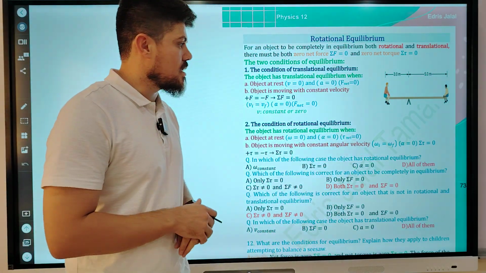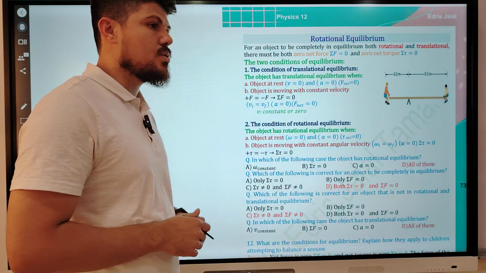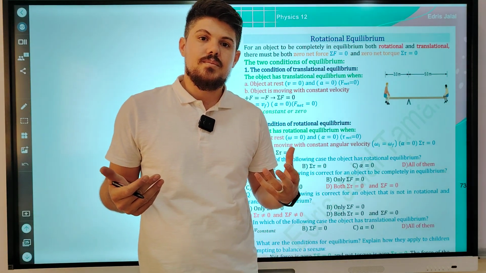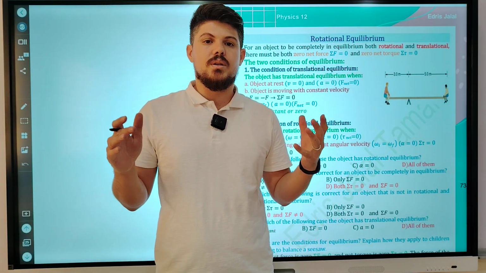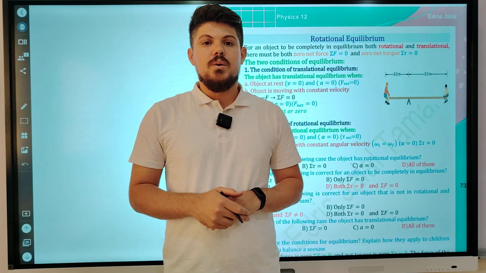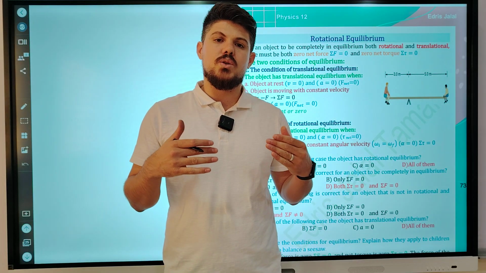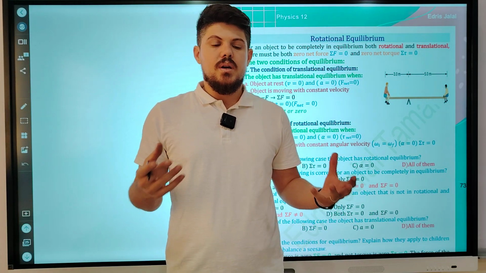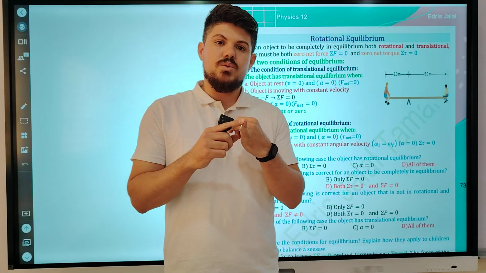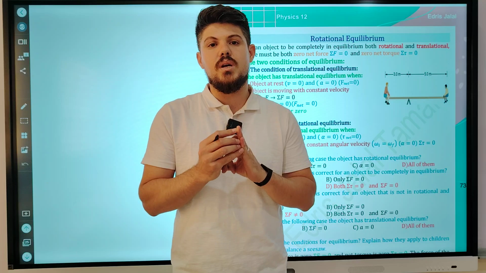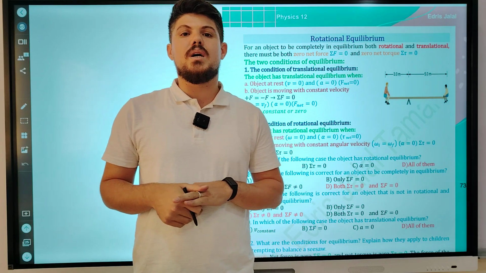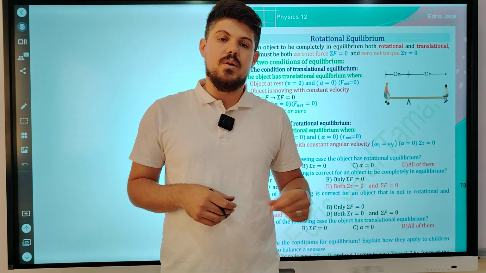But in today's lesson, we're going to explain the two conditions of equilibrium, okay? If you remember in grade 11, you learned about translational equilibrium. When is an object in translational equilibrium? In two cases: if the object is at rest or if the object is moving with a constant velocity. In these two cases, the object is considered to be in translational equilibrium, okay?